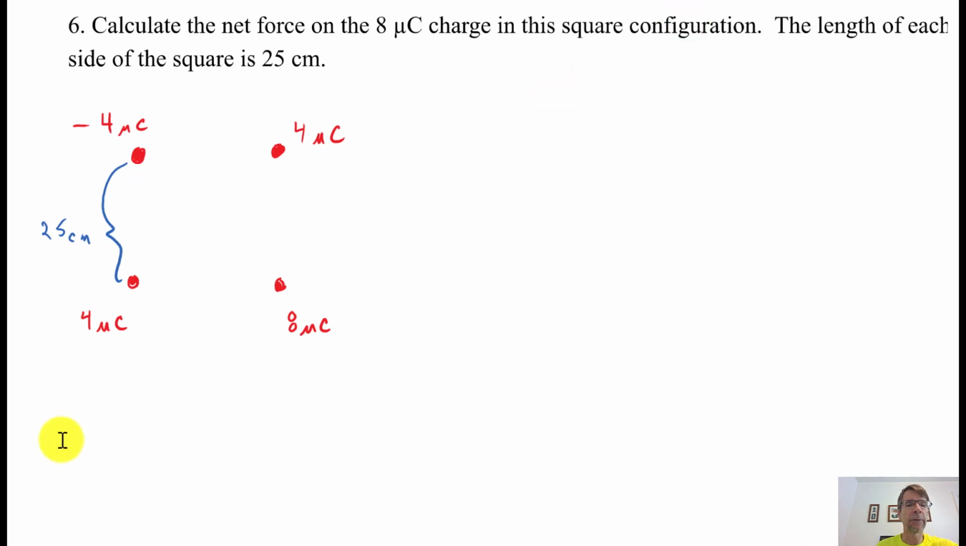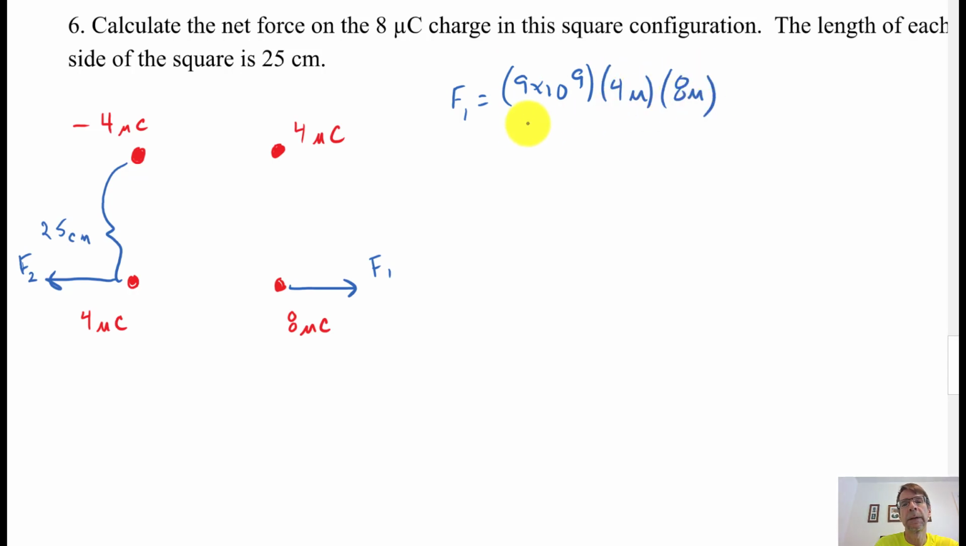The 4 on the lower left and the 8 on the lower right, they repel each other. So the way I can show that is, well, like this. They repel. So this guy repels this guy. I can call that F1 and F2. I really don't need to worry about F2 here. So I can just calculate F1. So F1 is 9 times 10 to the 9th times 4 micro times 8 micro divided by how far apart they are.